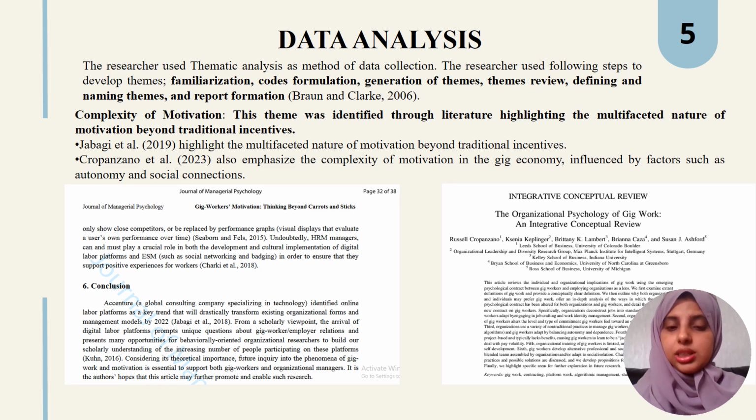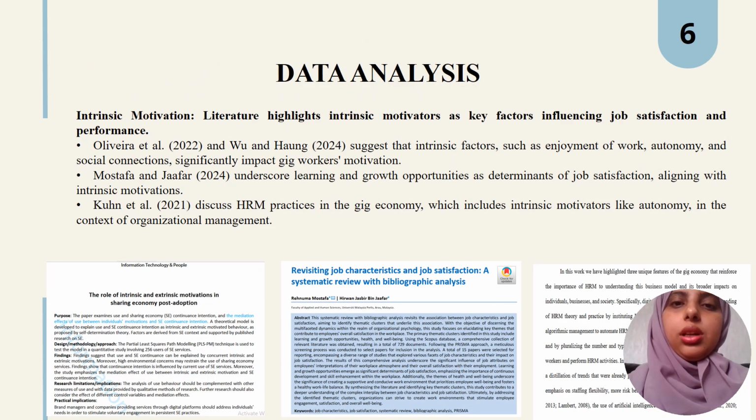Complexity of motivation. This theme was identified through literature highlighting the manifold nature of motivation beyond traditional incentivism. Debly et al. 2019 highlighted the manifold nature of motivation beyond traditional incentivism. Carprazino et al. 2023 also emphasized the complexity of motivation in the gig economy, influenced by factors such as autonomy and social connection.